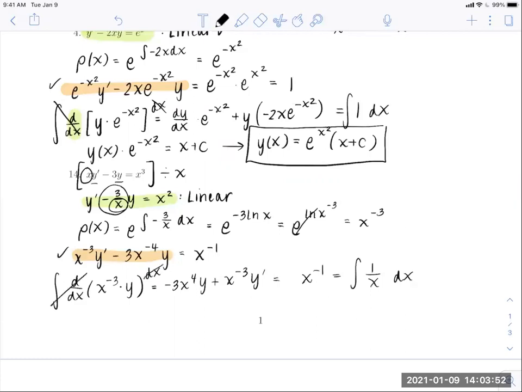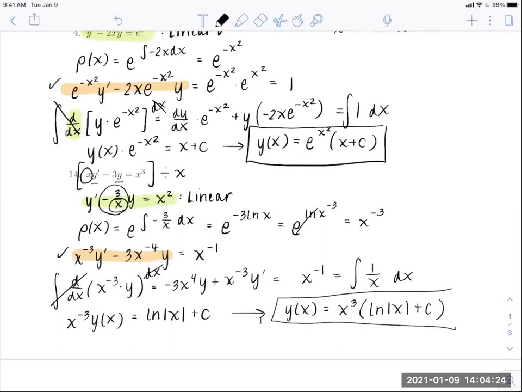That is going to cancel out the derivative on the left. So I have x to the negative third y, or y of x, equals the natural log of the absolute value of x plus c. And then finally here, I'm going to multiply by x cubed on both sides. And I conclude my general solution is y of x equals x cubed times the natural log of the absolute value of x plus c. All right. So we've seen a couple of examples of how to go through the process of solving linear first order DEs.